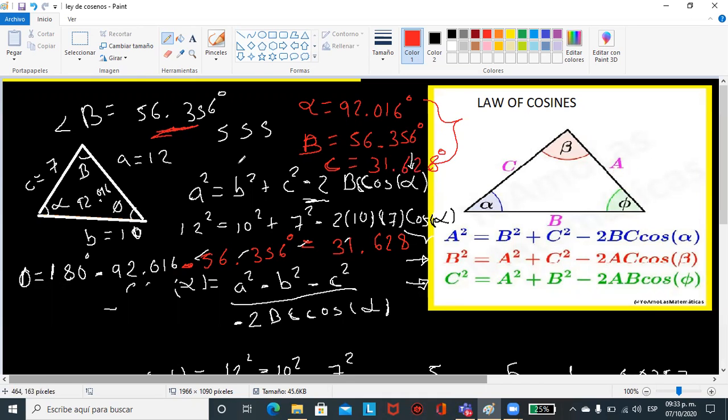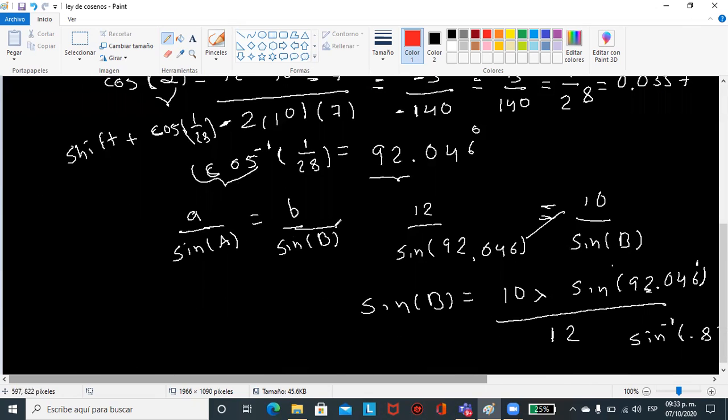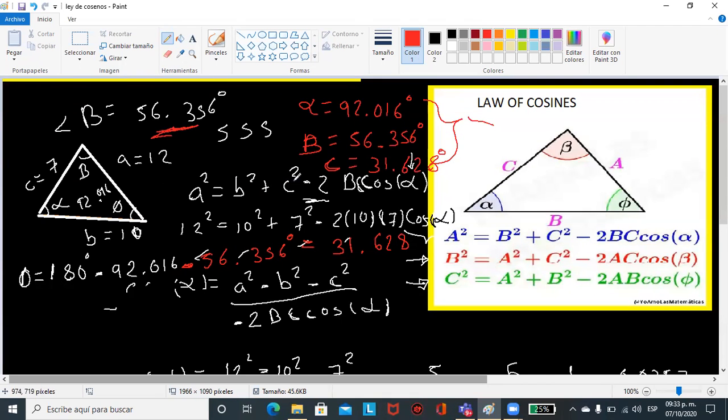So remember, you can start by only using the law of cosines, and after using the law of cosines, you can use the law of sines. This one is easier. And let's start with another kind of problem. So I will leave you here.